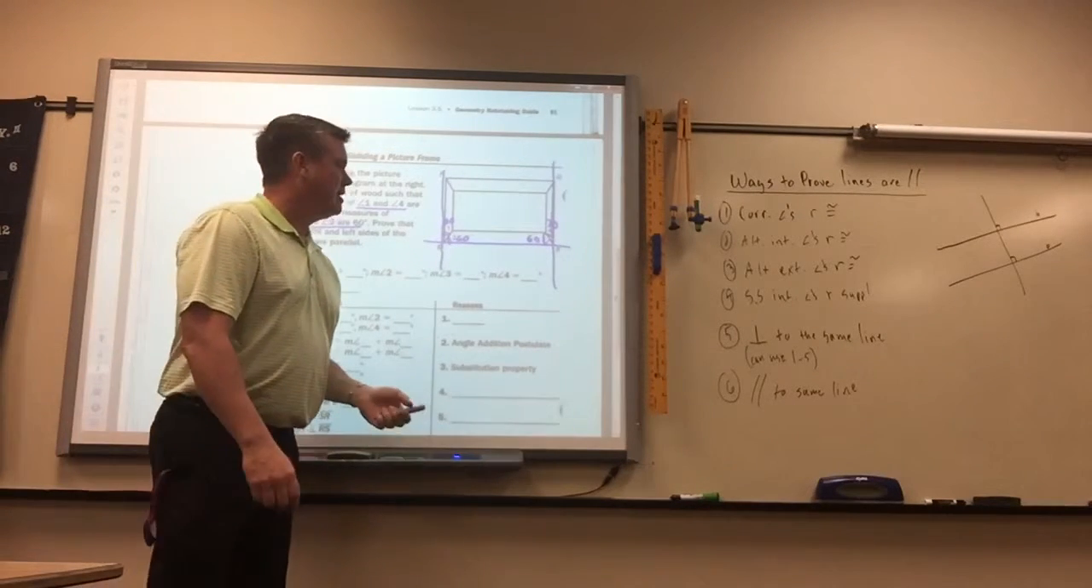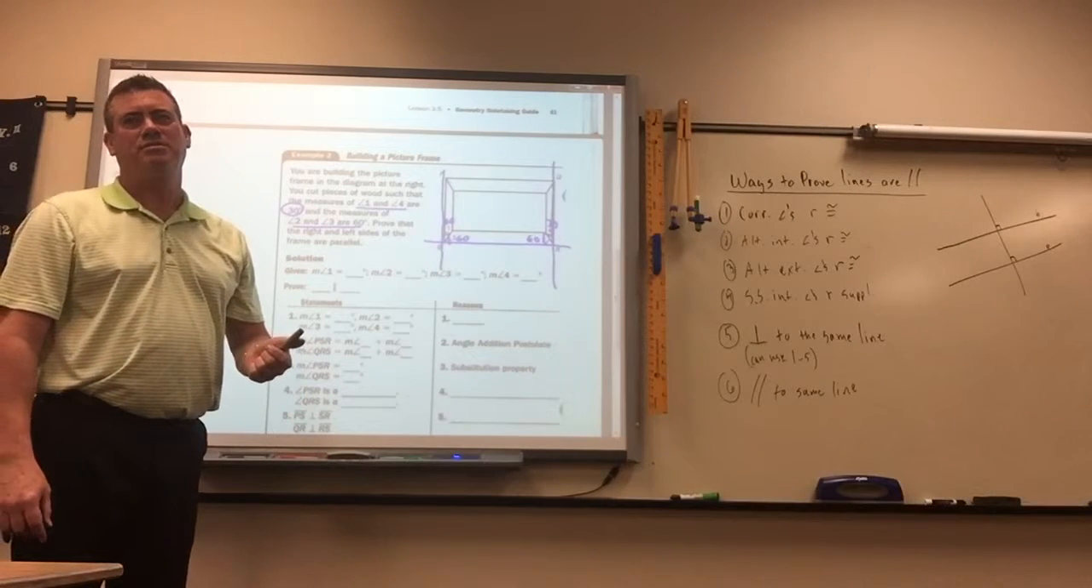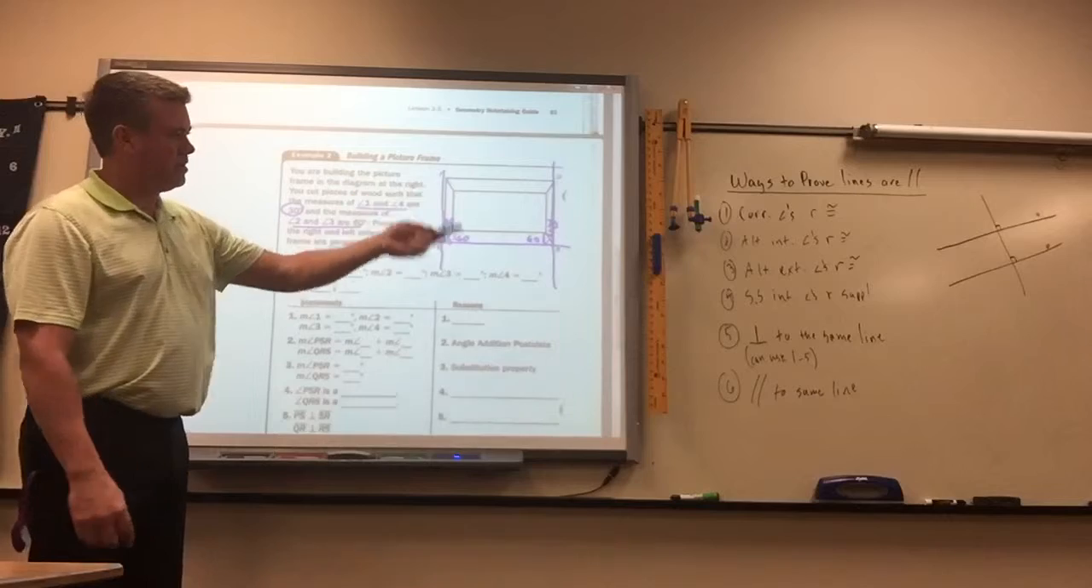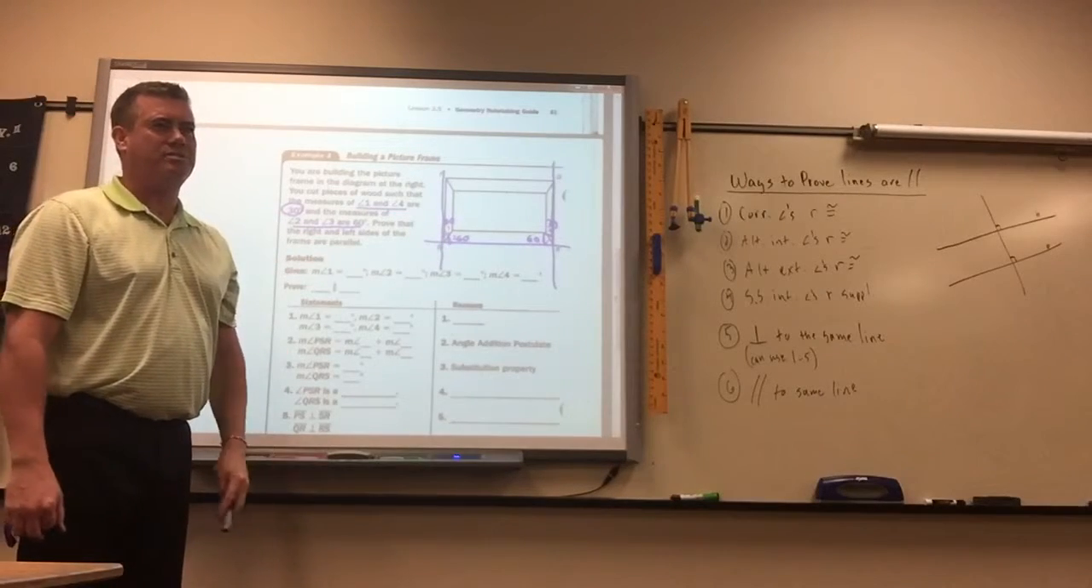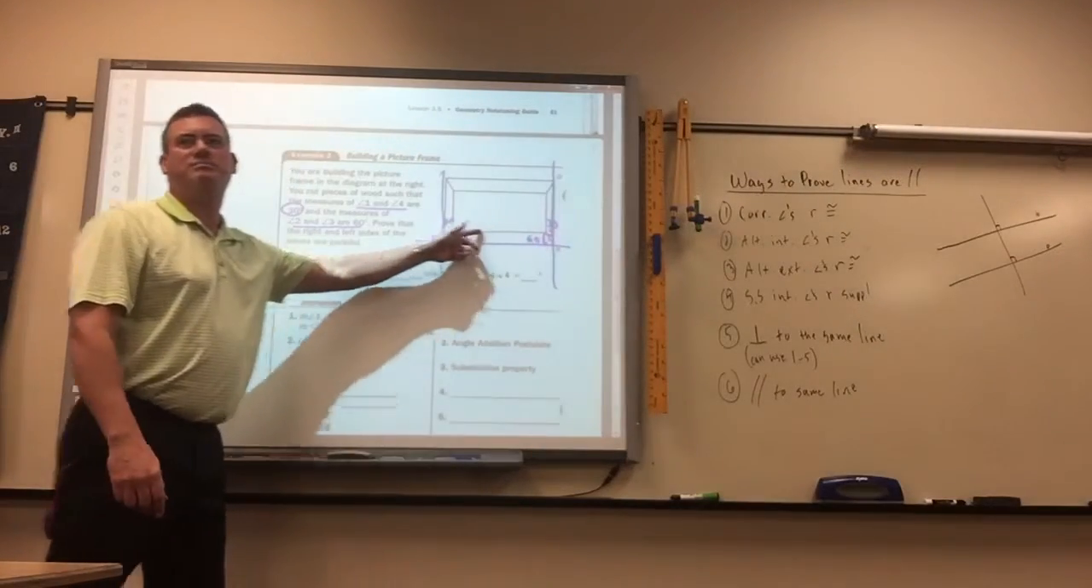Yeah, probably. Now, there is another reason you could use for this. What other reason, 1 through 6? Same side interior angles are supplementary.